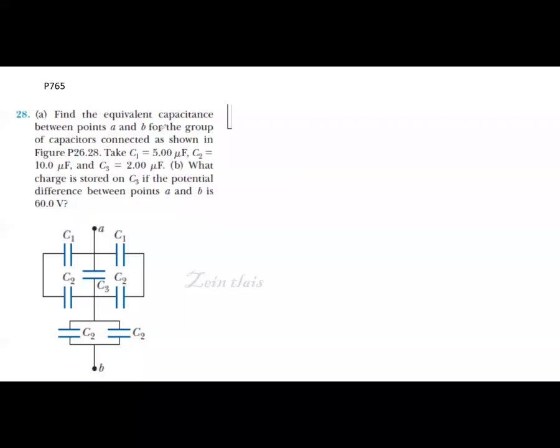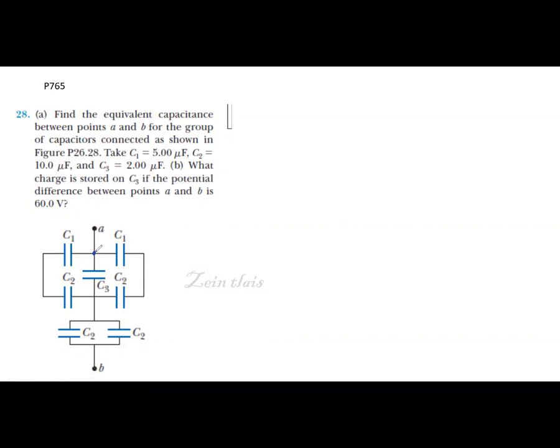Problem 28 finds the equivalent capacitance between A and B. Of these capacitors, I give you C1, C2, and all the values of C. Okay, here, first of all, you have to label the nodes.